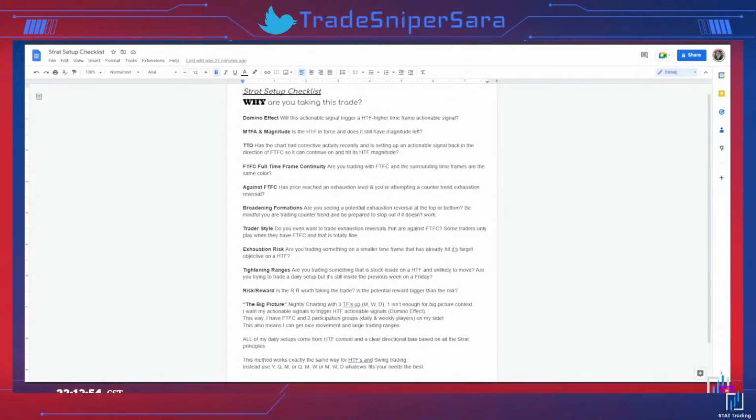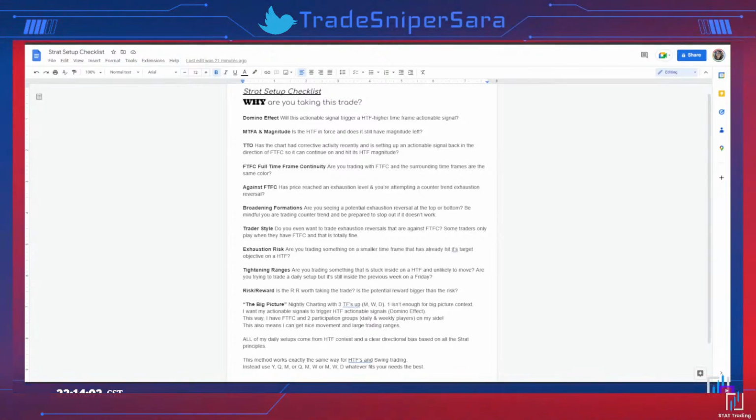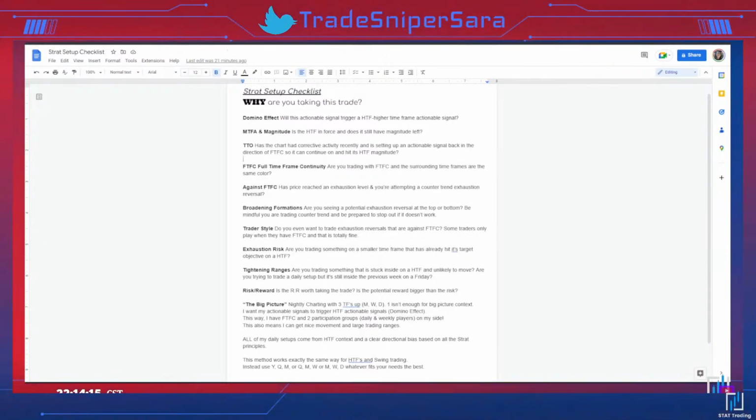And then full time frame continuity: are you bullish in a giant uptrend? If you are, you don't want to take the strat short setups. You want to let those play out and wait until you get a bullish strat setup, or vice versa if you're trading to the short side. And then you all know when things are at exhaustion.